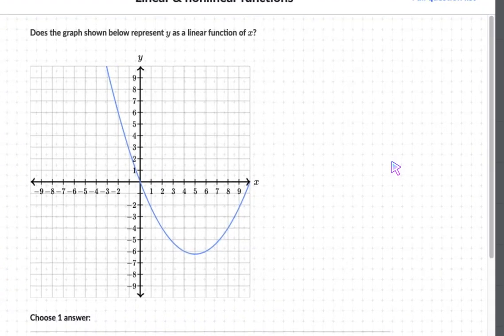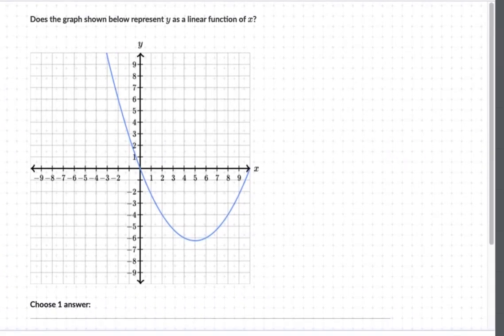Here's another question. Go ahead and pause the video and try on your own. Is this a linear function? All right, I see that this is not a straight line. It does a little dip. So I'm going to say that this is non-linear.